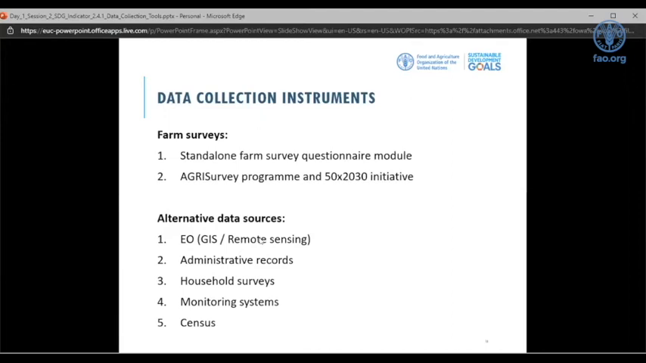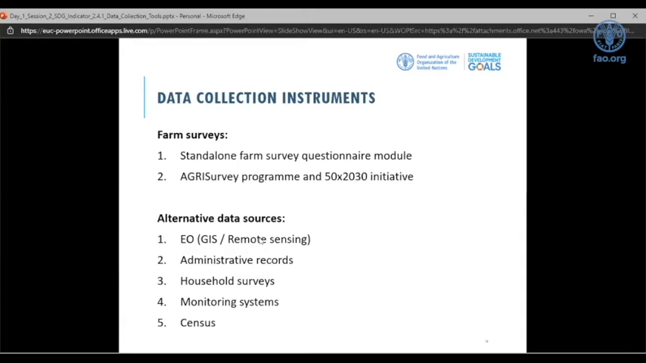So within the farm survey approach, we opted for two options. The first one is a standalone survey questionnaire, which is designed as a module that contains the minimum set of questions needed to collect information on SDG 2.4.1. Now, this standalone survey can be administered independently, or attached as a separate module, or integrated at appropriate places within existing agriculture surveys of the country.